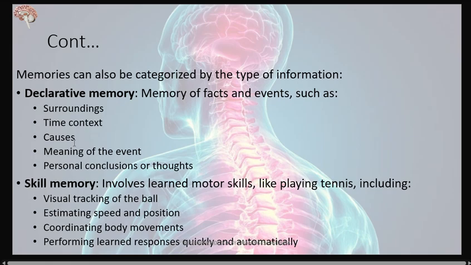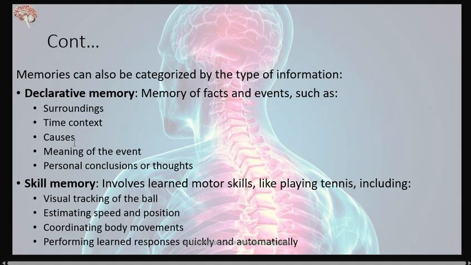So memories can also be classified based on their quality. Memories can also be categorized by the type of information, that is part of the aspect of quality. We have the declarative memory and the skill memory. With the declarative memory, you can verbally express yourself. This is because these are memories of facts and events. For example, if you know the Constitution, you can easily tell us the article and the specific clause.